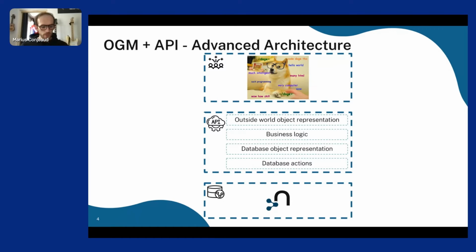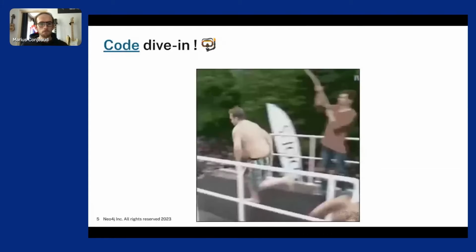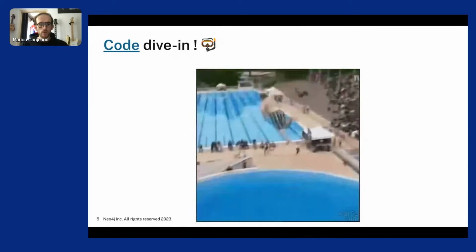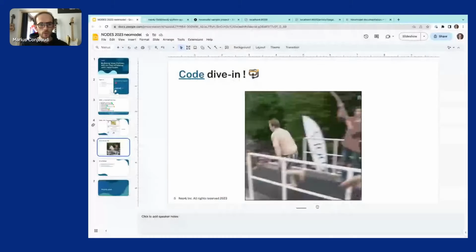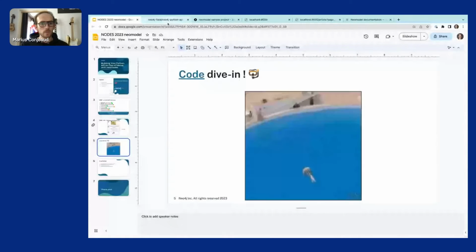Okay, but before we go too far into the theory, this is where Neomodel is present: in your object representation and all of the mapping for the actions that you will execute on the database. Okay, so we are all set for a code dive in, as I promised.